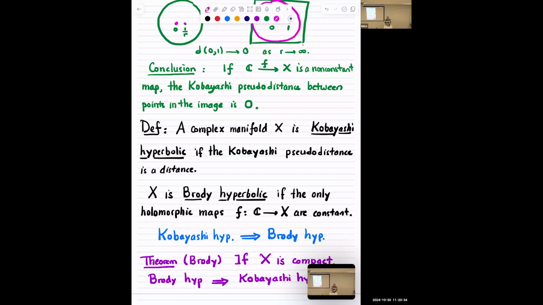And because of this property, that if you have a map from C to X, the Kobayashi pseudo distance cannot be a distance, right? You have this other notion, which is called Brody hyperbolicity. Again, Professor Hsu mentioned all these concepts. Brody hyperbolicity means that the only holomorphic maps from C to X are constant. So you don't have any non-constant entire curves in your manifold X. And this example we discussed says that if you are Kobayashi hyperbolic, you are Brody hyperbolic.